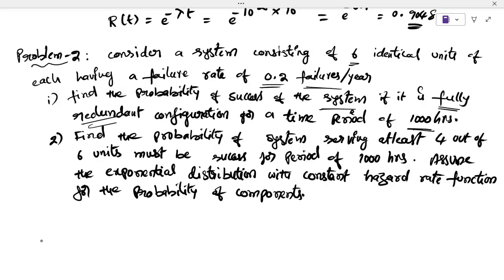The second one: find the probability of the system serving at least 4 out of 6. The previous one, fully redundant, means all are working satisfactorily. Here they are giving a partial redundant system in the second problem, that is, 4 out of 6 units must succeed for a period of 1000 hours. Assume an exponential distribution with constant hazard rate function for the probability of components.